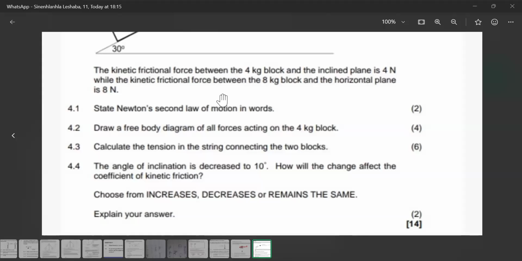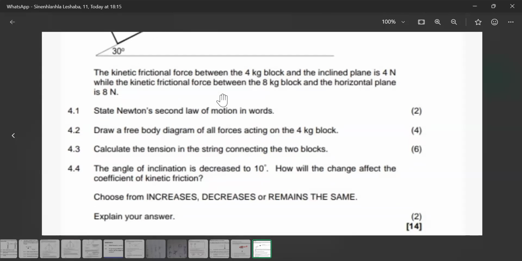So the last one says the angle of inclination, in other words, the angle of the inclined plane, is now decreased to 10 degrees. Now, how will the change affect the coefficient of kinetic friction? Choose between increase, decrease, or remain the same. No, the coefficient of kinetic friction will not be affected. It will remain the same.